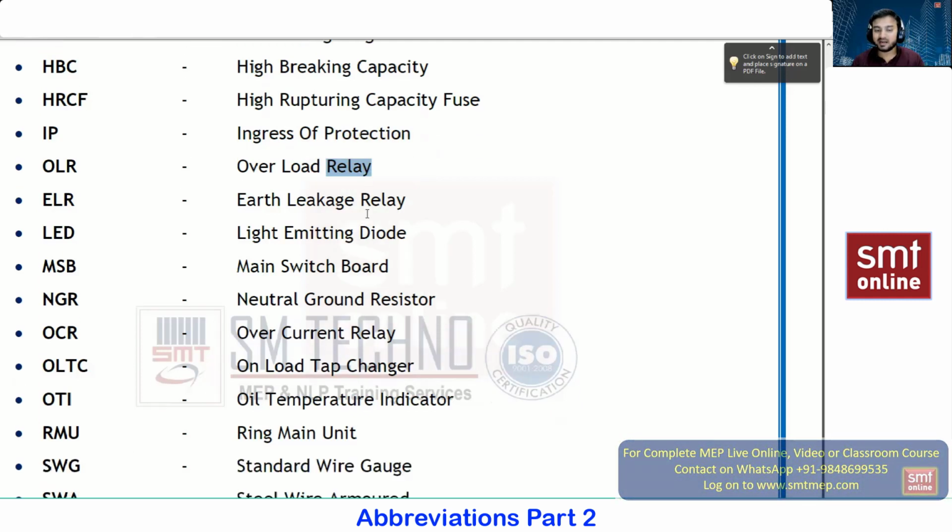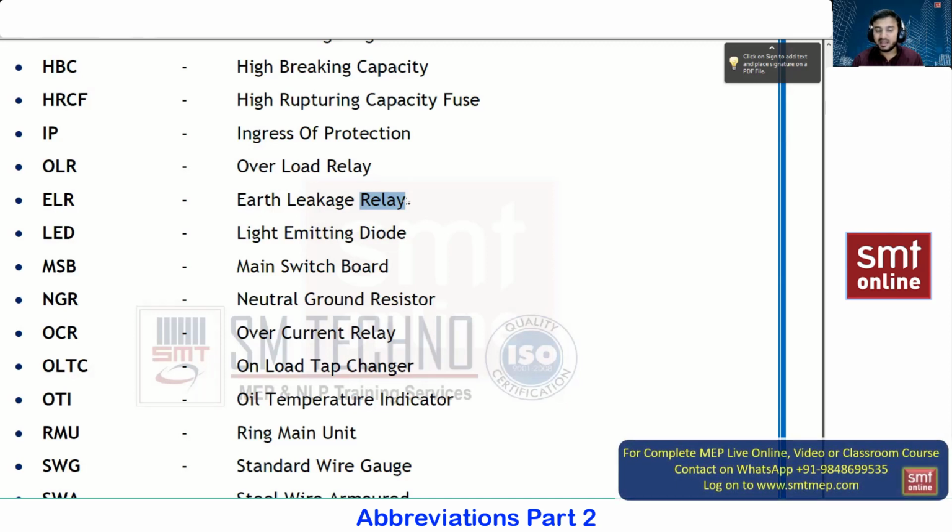Next, we have the ELR, earth leakage relay. Whenever you have any kind of earth leakage, like when you touch your metallic body, like your laptop or your PC, sometimes we get a small amount of current. You get some jerks. That is because of improper earthing or leakage in supply. To overcome that, we have these earth leakage relays.